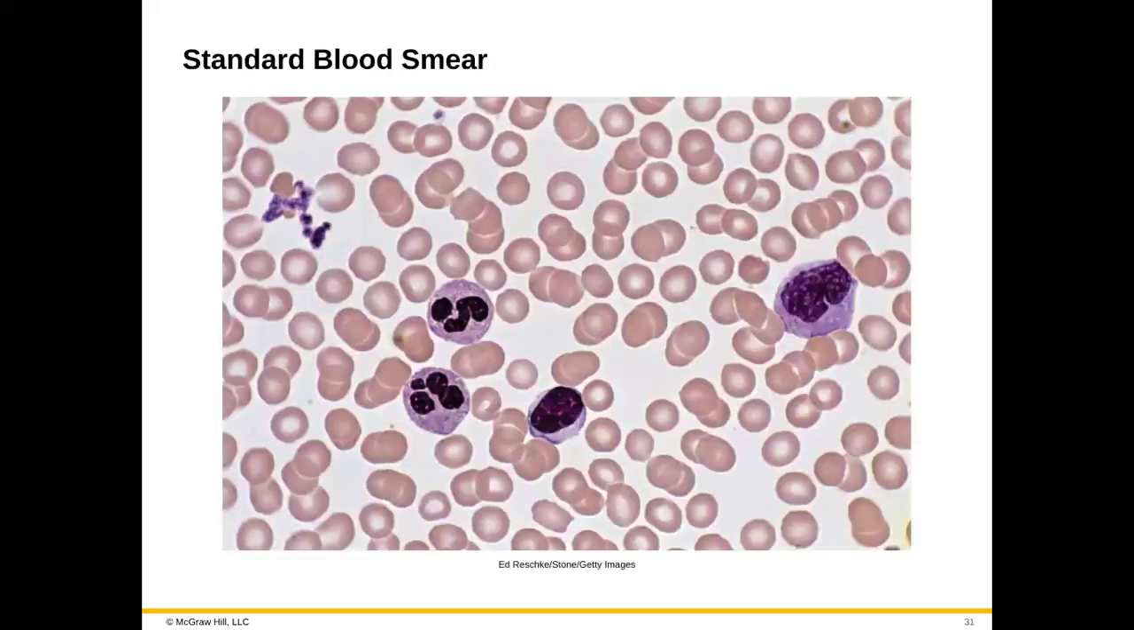So here's your standard blood smear. Looking at this underneath a microscope, we're going to go over this in class, but I would prepare and discuss with your classmates which each of these is in class. These may appear on a quiz.